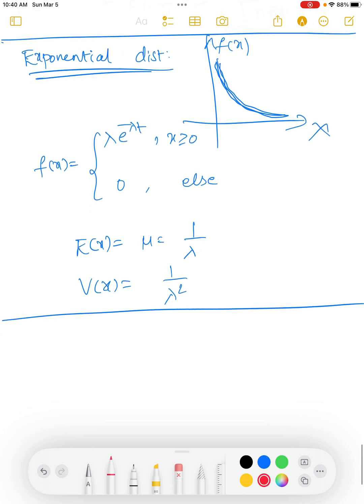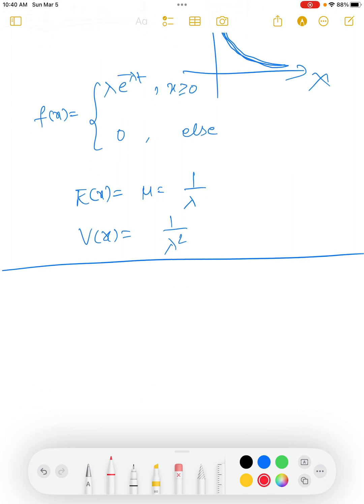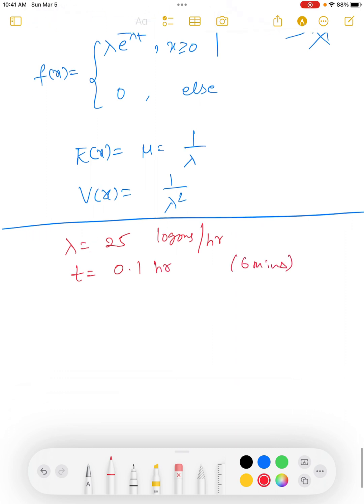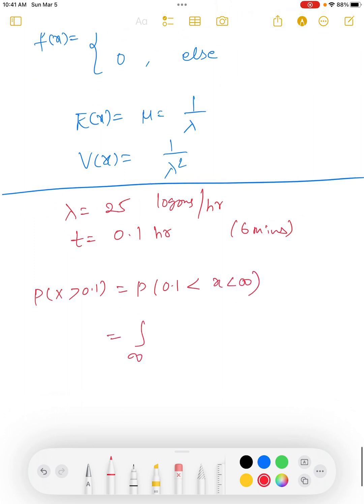We'll do a problem. A system can be modeled as a Poisson process with a mean of 25 logons per hour. So he has given lambda equals 25 logons per hour. The probability that there are no logons in the next 6 minutes. So time equals 0.1 hour, that is 6 minutes, he has given. So P of X greater than 0.1, the integral of f of x dx.